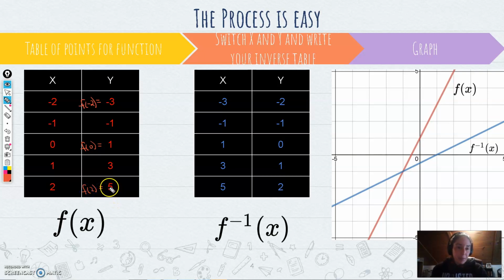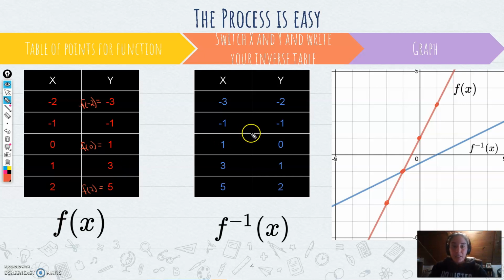Okay, so get a table of points for your original function, either by plugging them in, or if you're given the graph, pick out some of the points on the graph. Like for instance, here's 0, 1, here's 1, 2, what else we got? Here's -1, -1, here's -2, -3. So you can either pick out the points off of your graph, or plug in a couple of random x's and get some y's out. Okay, so first step, build yourself a table of points for the original function.